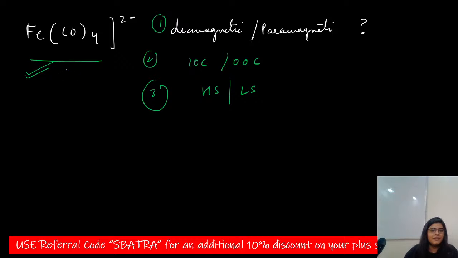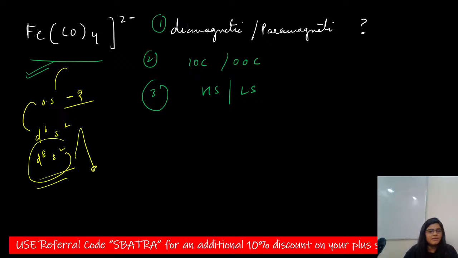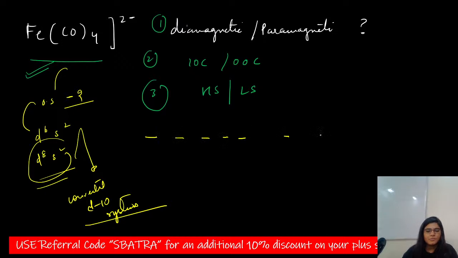In this particular case, the oxidation state of iron is -2, and its configuration is d6s2. That means if I add 2 electrons over here, it becomes d8s2. So it is nothing but a converted d10 system. We have 5 d orbitals, 1 s and 3 p: 1, 2, 3, 4, 5, 6, 7, 8, 9, 10. So it's a converted d10 system.